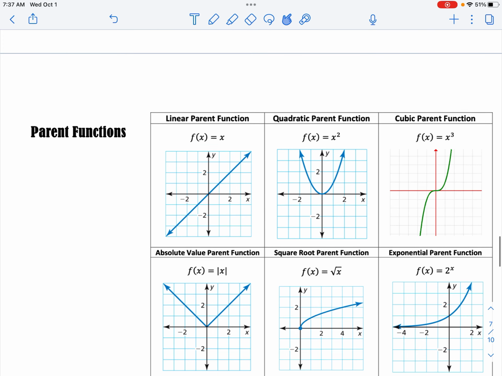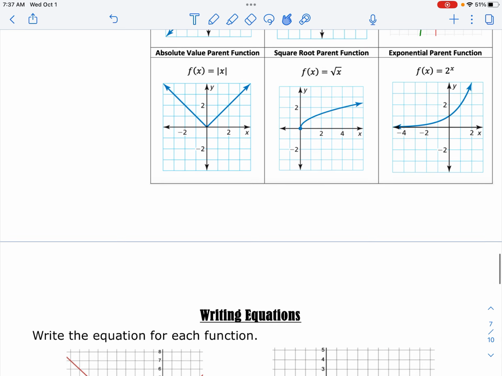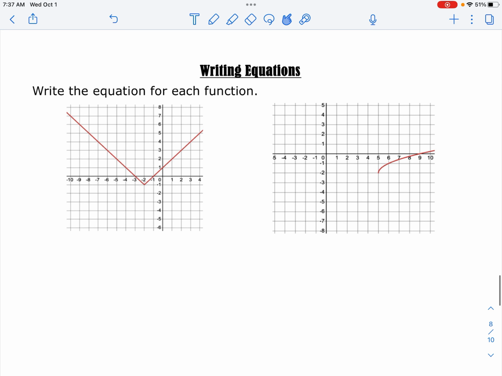Okay, so here's a reminder of our parent functions. We've got the linear, quadratic, cubic, absolute value, square root, and exponential functions. So now we just want to be able to write a function using these as our guide. So writing an equation for each one. So I notice this is the absolute value function. So this is that, and this is my square root function.